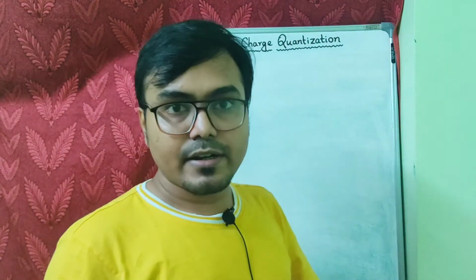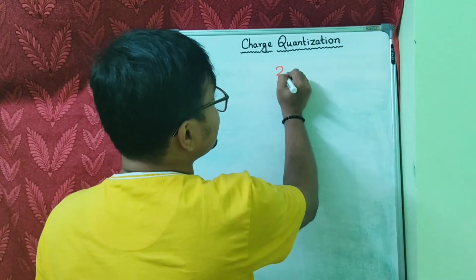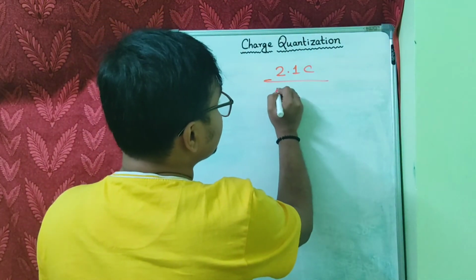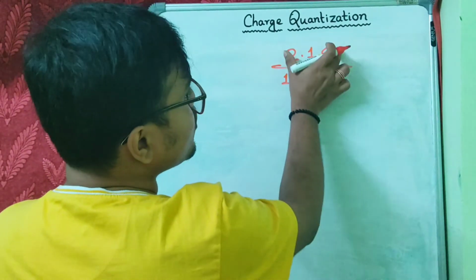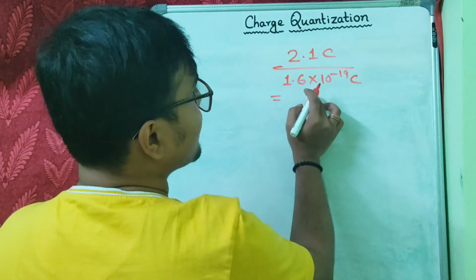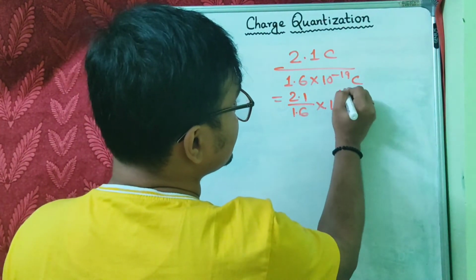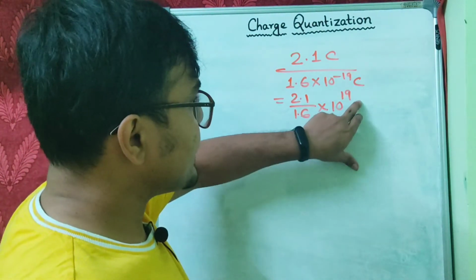Now this charge quantization, can we ignore it? Yes, we can ignore it in the case of macroscopic charge, such as if we consider, suppose, 2.1 coulomb charge. This is a huge charge, because compared to the electronic charge 1.6 into 10 to the power minus 19 coulomb, 2 coulomb is huge. So this number must be an integer according to charge quantization. So we consider 2.1 by 1.6 into 10 to the power 19, and this 10 to the power 19 is a huge number.